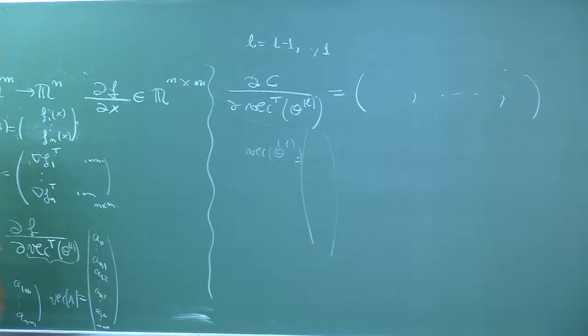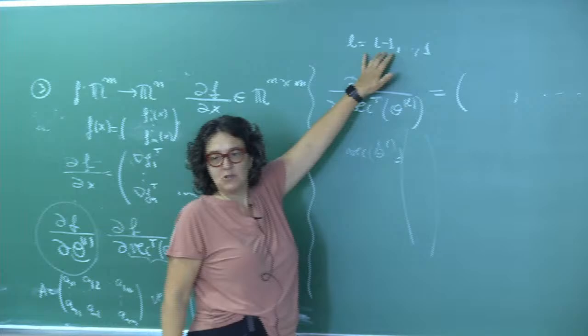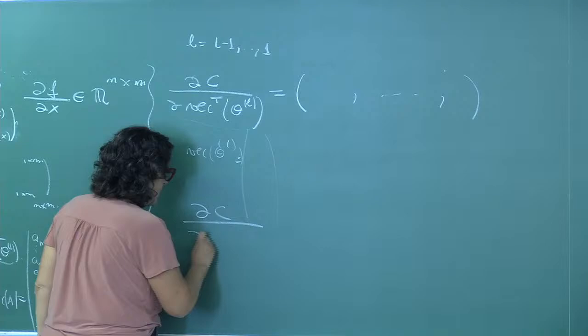Every time I want to, suppose, why am I going to compute first the derivative with respect to theta^(L-1)? I want to convince you now that the first one I want to take is this derivative. Why?